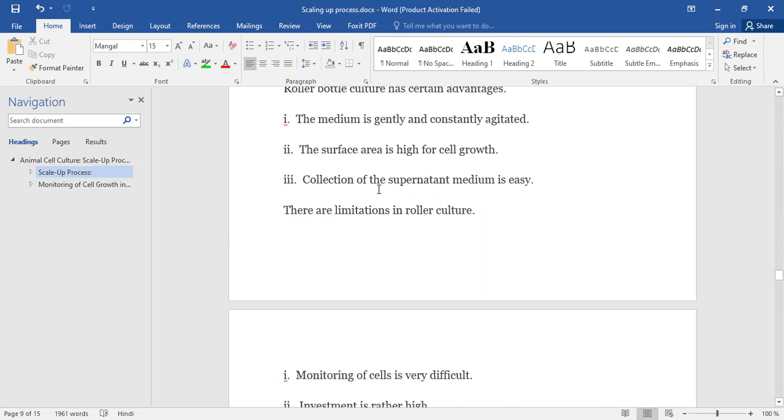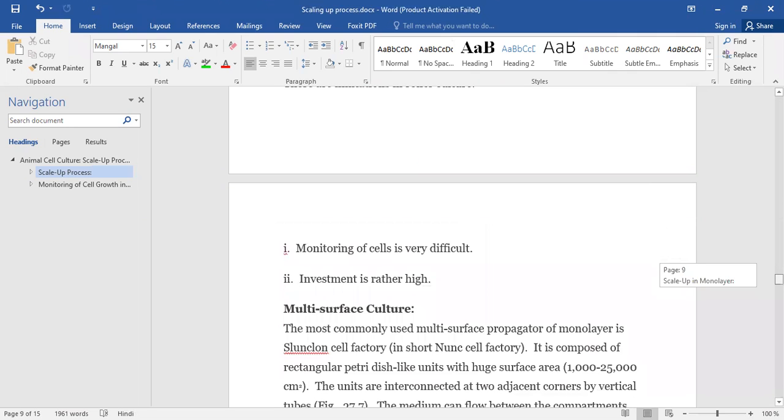The medium is gently and constantly agitated. The surface area is high for cell growth, and the collection of supernatant medium is very easy. So these are the advantages, and some limitations are also there. It is only for monolayer culture and not for suspension cells. Monitoring of cells is very difficult and the investment is high.